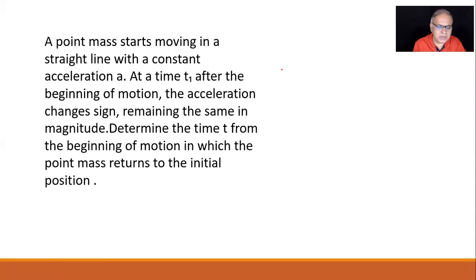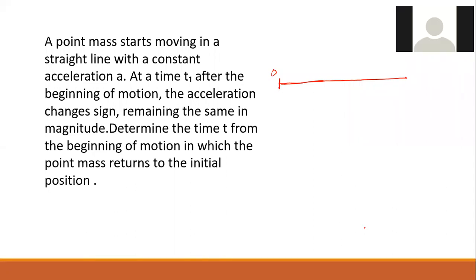A point mass starts moving in a straight line with a constant acceleration a. Like this. You can say this is my origin O. The acceleration is a. After some time, how much time? At a time t1 from the beginning of motion. That means until t1, the body goes on accelerating. Let us think the time until here is t1, and it starts moving. Probably the initial velocity is 0.